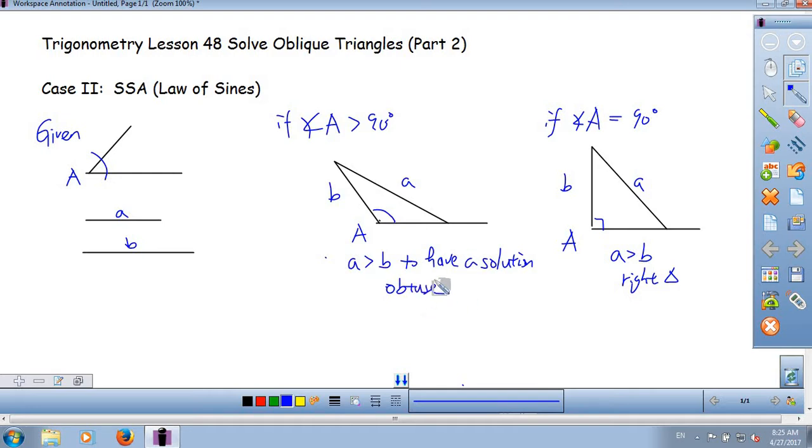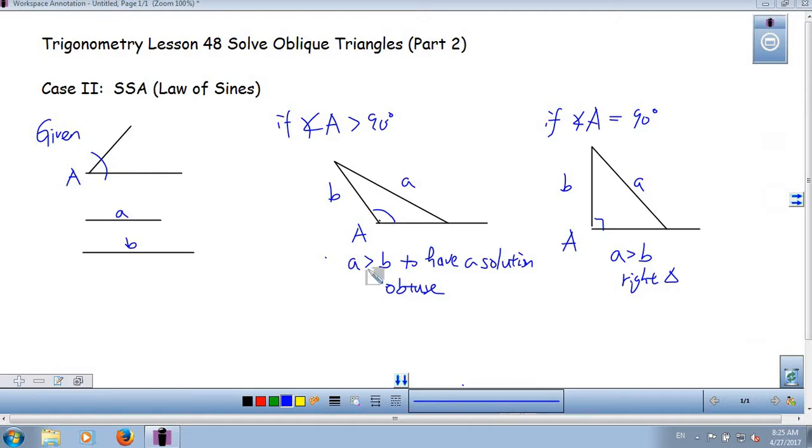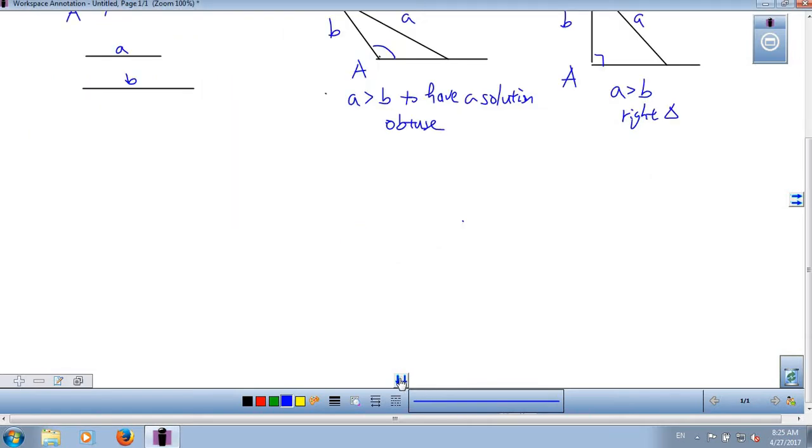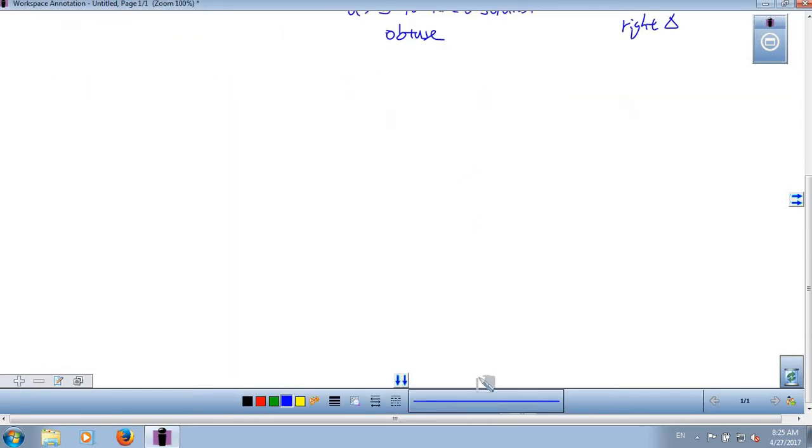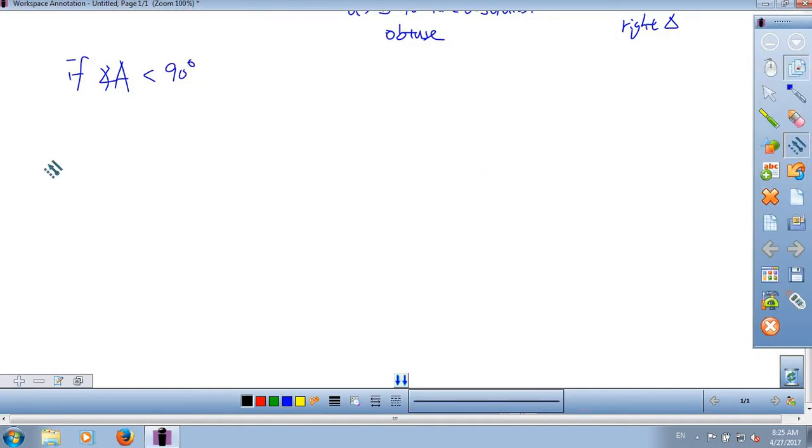Obtuse triangle. So those are the simpler cases. Okay, now let's go ahead and consider the common case. The most common case is, what if the angle given to us is less than 90 degrees? What if the angle given to us is an acute angle? So if angle A is an acute angle, less than 90 degrees, then let's consider several possibilities.